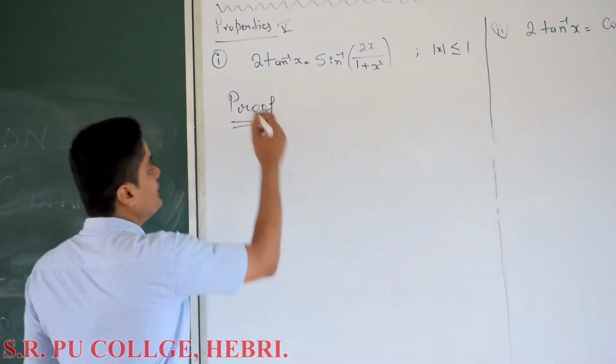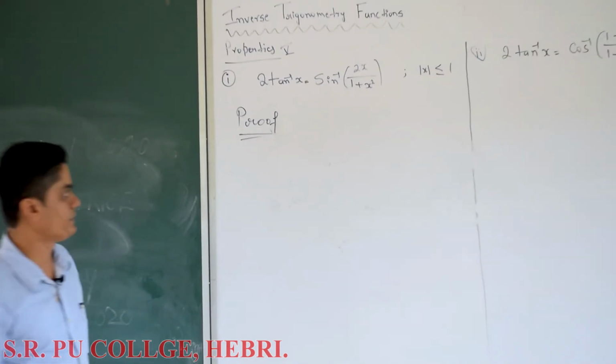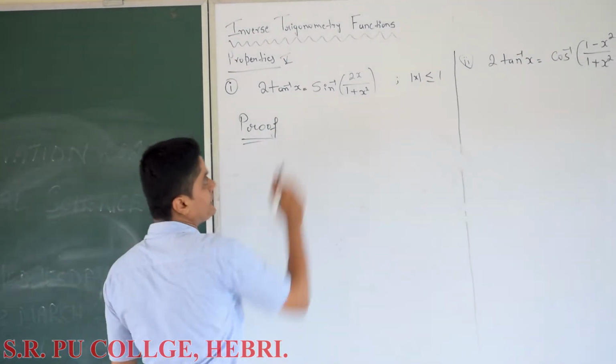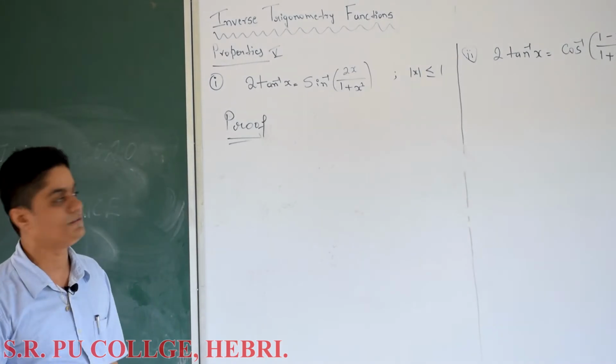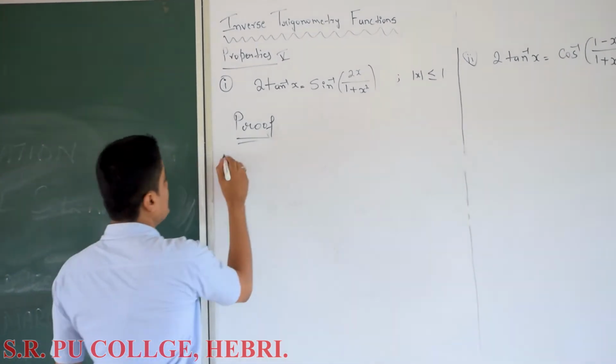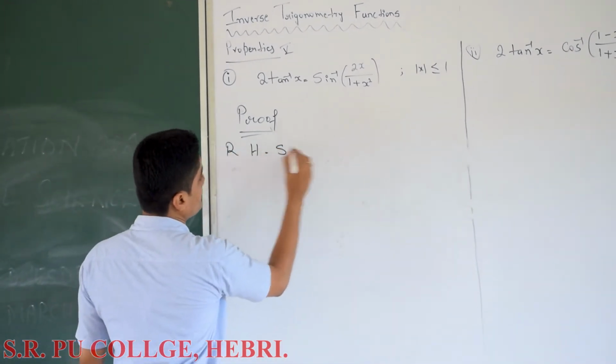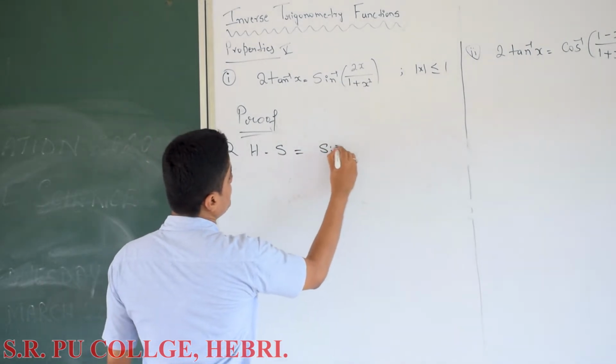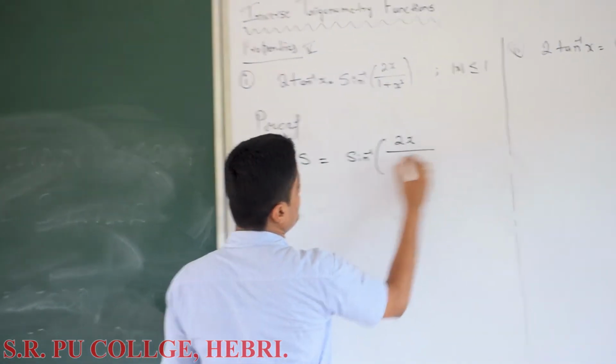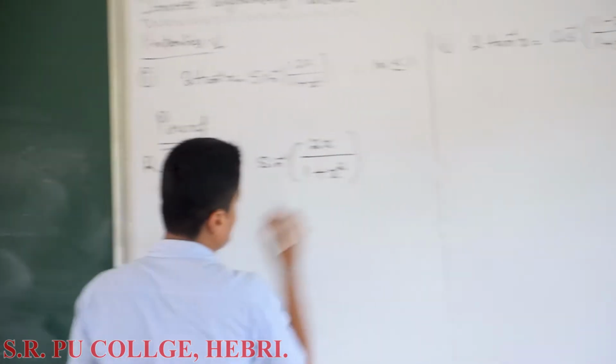Hello students. So, fifth set of properties in inverse trigonometric functions, in which the first one is 2 tan inverse of x is equal to sin inverse of 2x by 1 plus x square. So first consider the RHS. It is sin inverse of 2x divided by 1 plus x square.